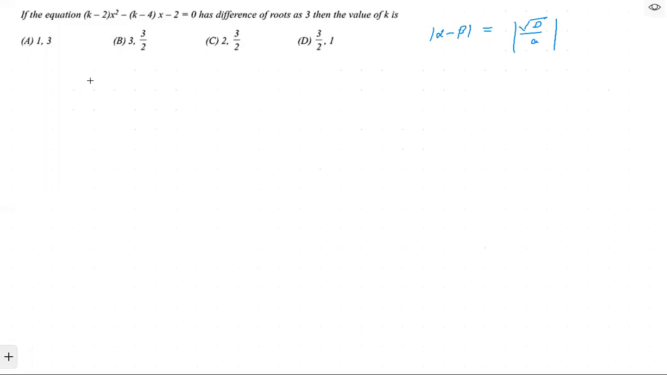Okay, fine. So we can simply say that 3 is equal to plus minus root d by a. So let us write down the expression. This is equal to plus minus. So a here is k minus 2, the coefficient of x square. D is b square minus 4ac. So this is b square minus 4ac. So it should be 8, because minus 4 into minus 2 and k minus 2, divided by the coefficient of x square.